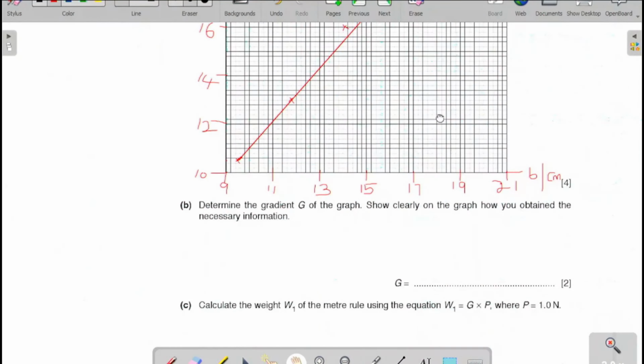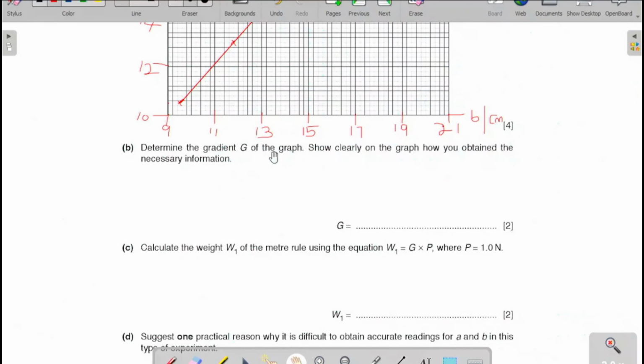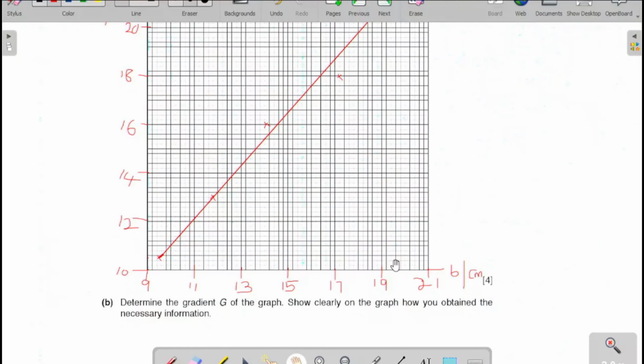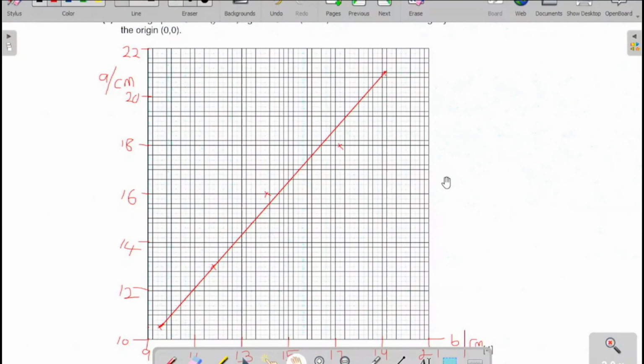Let's check the next question. Determine the gradient of the graph. Show clearly on the graph how you obtained the necessary information to determine the gradient of the graph. What you need to do is to pick 2 points on the graph. Remember this usual formula for gradient: y2 minus y1 divided by x2 minus x1.